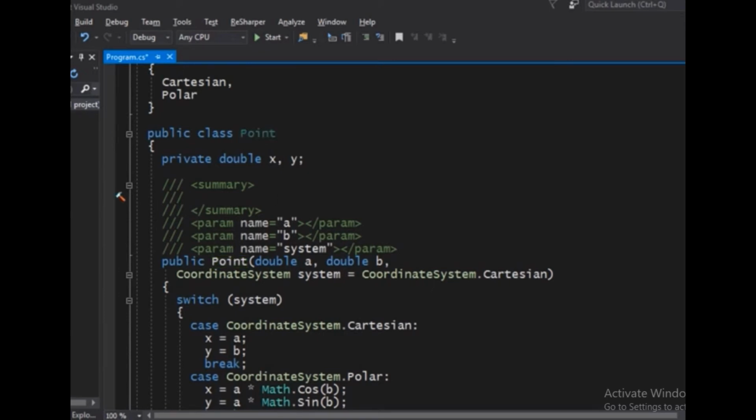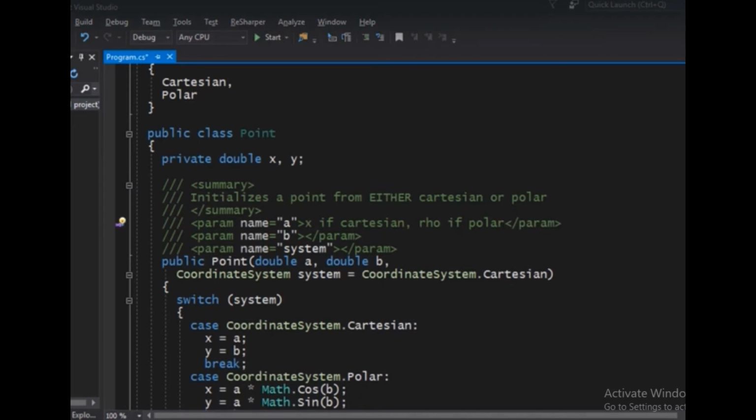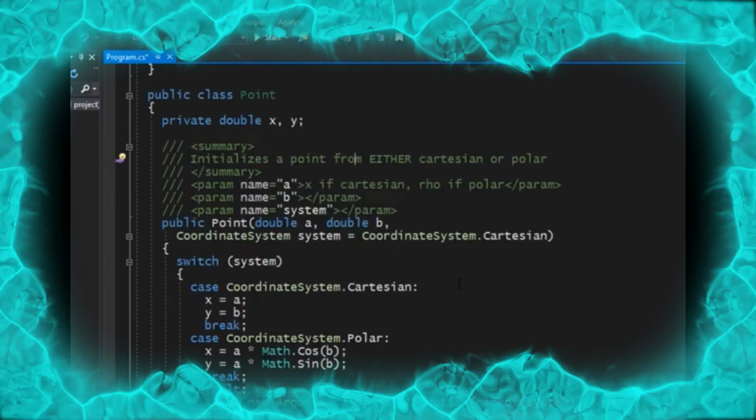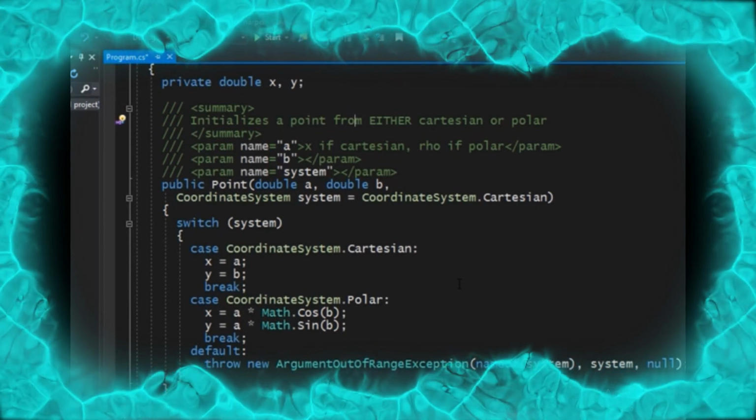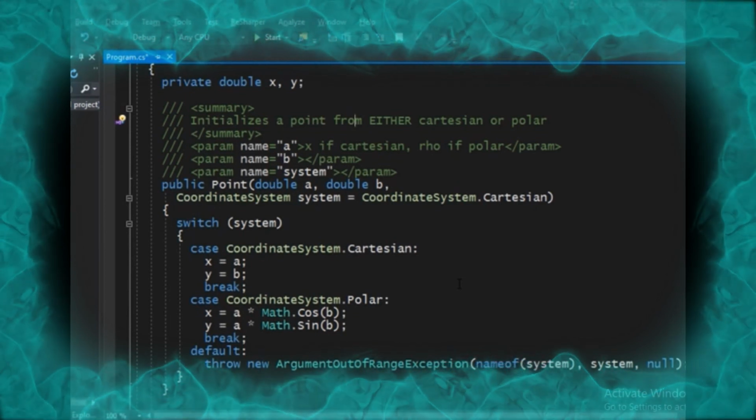So your summary has to say initializes a point from either Cartesian or polar. And then for a, you have to say something like x if Cartesian, rho if polar. And you then better hope that people actually read these comments, because if they don't, they might misconstrue it as something else. So this is the kind of problem, this is the precise problem which factories actually solve for us. So that's what we're going to take a look at next.